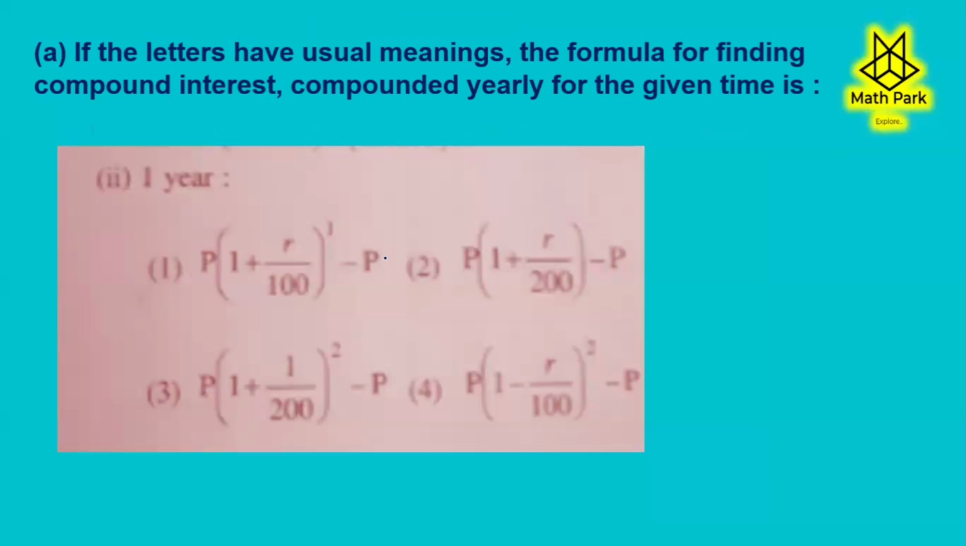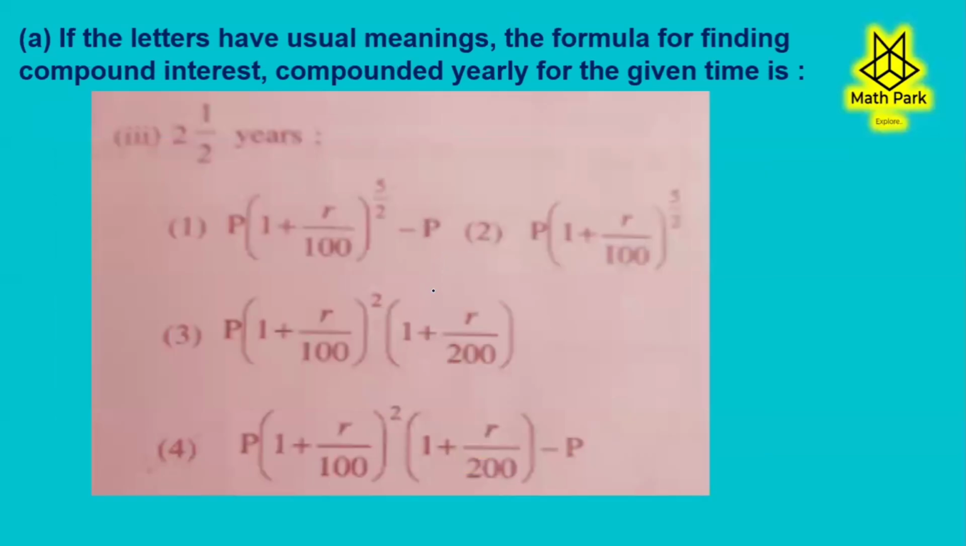For 1 year, it is going to be P in bracket 1 plus R upon 100 raised to 1 minus P. Simple. It is just for 1 year. So the first option is the correct option. And for 2.5 years, we will be using again the similar way as we did in the first case. So for complete 2 years, R upon 100 raised to 2. And for the next half year, R upon 200. So the fourth option is the correct option. Got it? So remember, when it is fractional, for the next half year we are using R upon 200. For the complete 2 years, you get P in bracket 1 plus R upon 100 raised to 2.